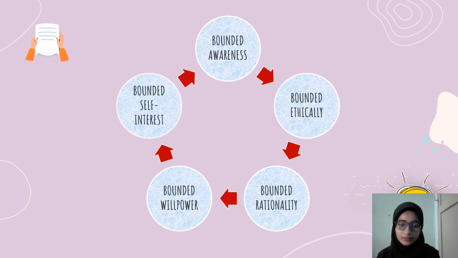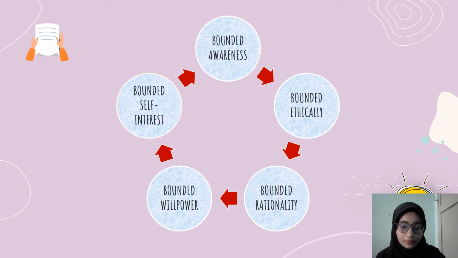So we continue with bounded. As I stated before, there are three elements in making decisions. This is the second element, that is bounded, and in this aspect, they are bound in several cases of decision making. The first one is bounded awareness. Bounded awareness is defined as people overlooking, or only focusing on, certain information during the decision making process.